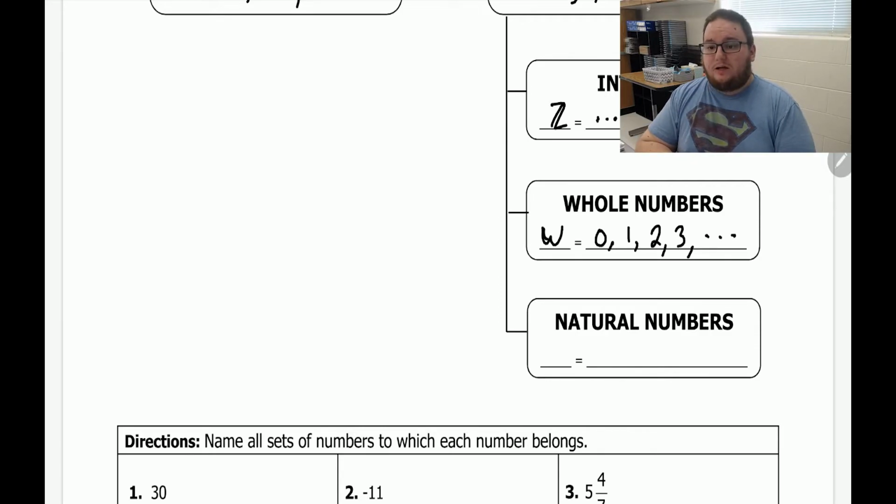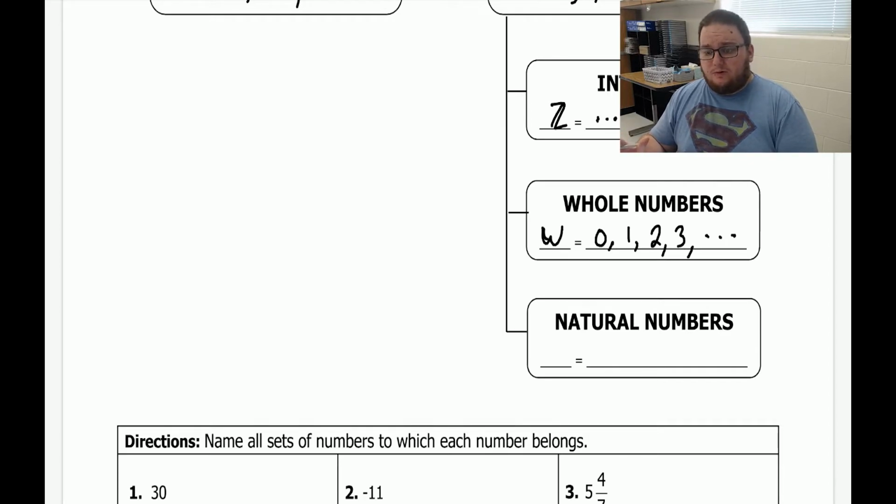Other than that, we have the natural numbers. The way that the natural numbers came about is that we started counting things. And we had an idea to say, okay, this is 1. That's 2. That's 3. So we describe the natural numbers as the whole numbers, except we remove 0. So it's just going to be the positive whole numbers other than 0.